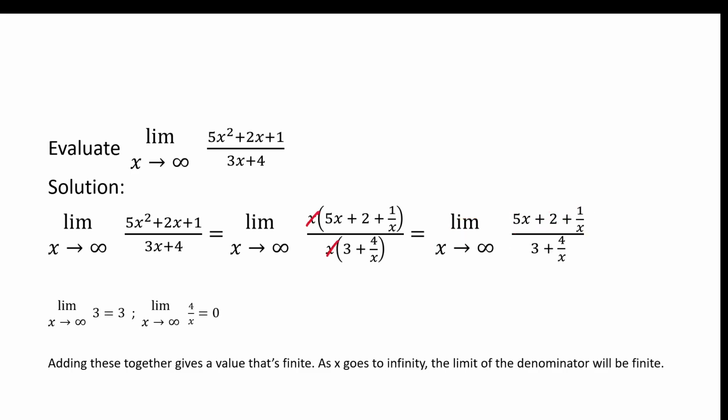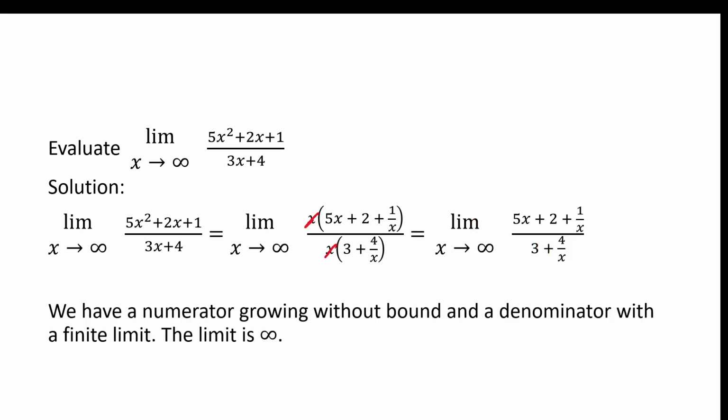Underneath, you've got a limit as x goes to infinity of 3. Well, no matter if x goes to infinity or where it is, 3 will always be 3. And you've got a limit as x goes to infinity of 4 over x. And this goes back to what we said earlier. If x is getting infinitely large, 4 over x is going to be getting infinitely small.